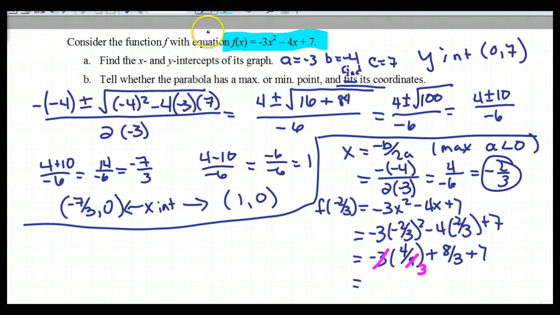I don't really understand. So she's just dividing. Should it be negative 4 or should it be 3? Why would it be negative 4? Because this becomes a 1. So negative 1 times 4 is negative 4 over 3, plus 8/3, plus 7.